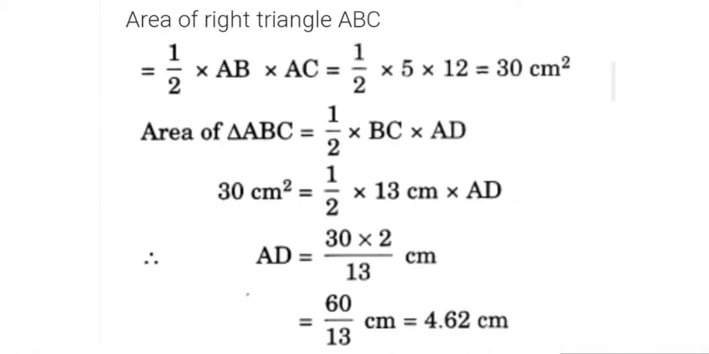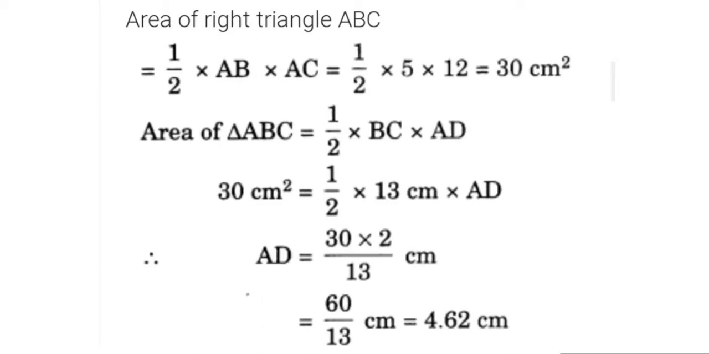So the area of right triangle ABC is 1 upon 2 into base into height. So 1 upon 2 into base, which is AB, and height is AC. So 1 upon 2 into 5 into 12. It will come 30 centimeter square.